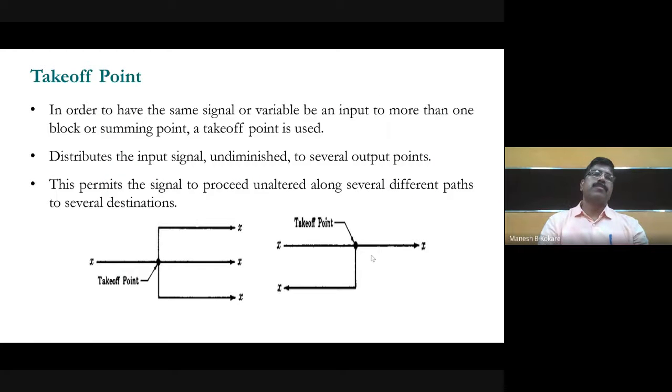Now, take up point is where you can distribute the signal or take up the signal. In order to have the same signal or variable be an input to more than one block or summing point, a take up point is used. Basically, when you would like to give this signal at multiple places, you can use the take up point. It distributes the signal input undiminished to several output points. So this permits the signal to proceed unaltered along several different paths to serve several destinations, and so on, right? So this is the take up point symbol.